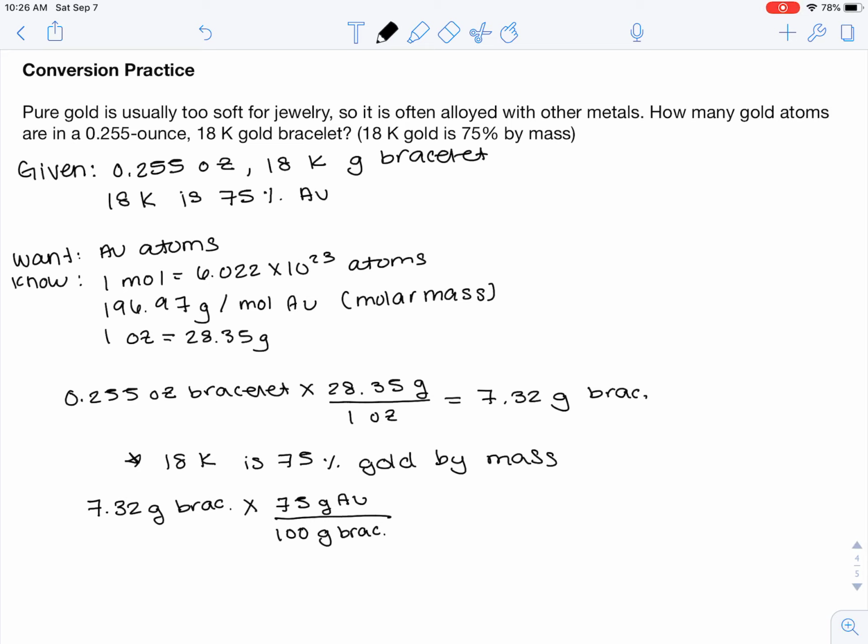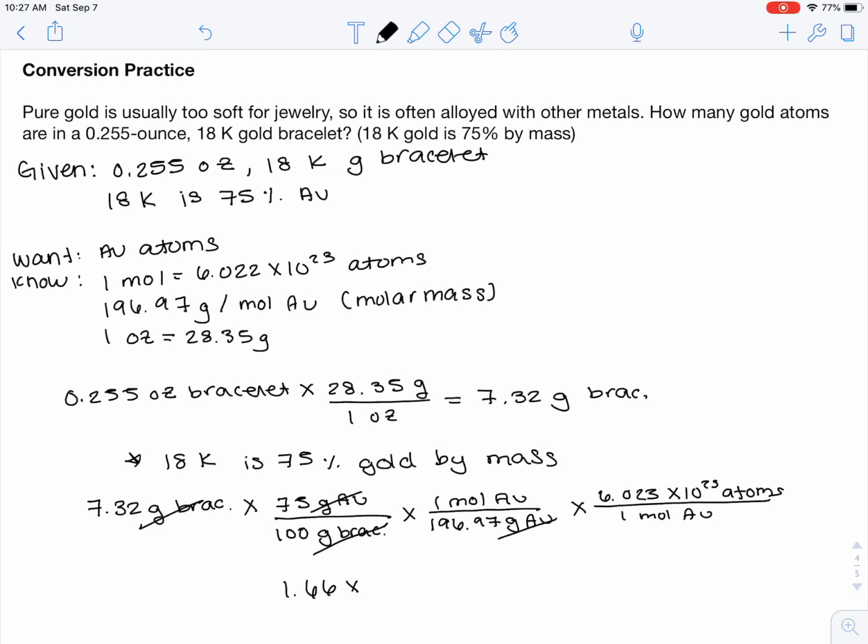Then since you have one more step of wanting atoms, you would convert to moles using the molar mass. So grams bracelet go away, grams gold go away, and then you use your Avogadro's number because you go back and realize you want atoms. And that comes out to be 1.66 times 10 to the 22nd atoms of gold.